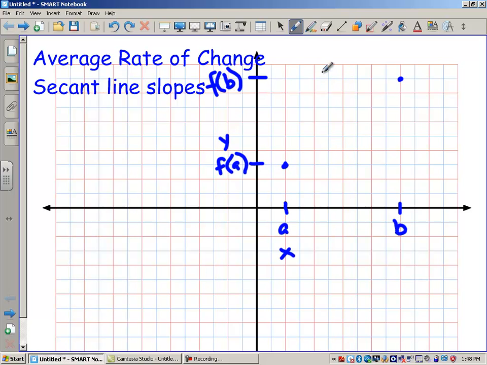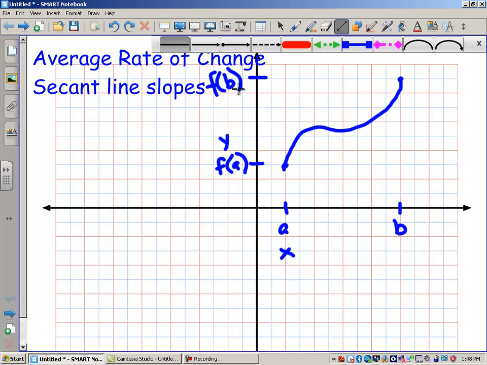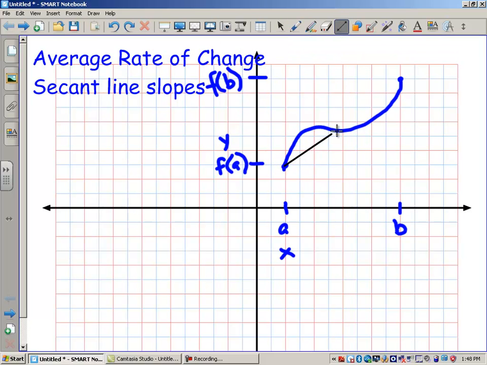Now, if I were to just connect these two dots just any way, it doesn't really matter. Let's just say that was my graph. When we connect these 2 points in a straight line, this is going to be called a secant line. So let me just show you this right here. All right, the slope of that line in black we're going to call the average rate of change of our function.